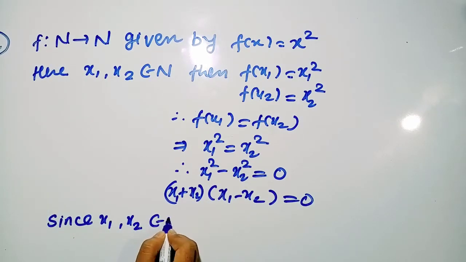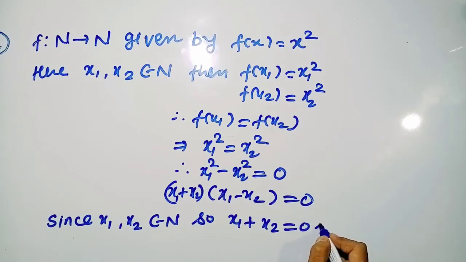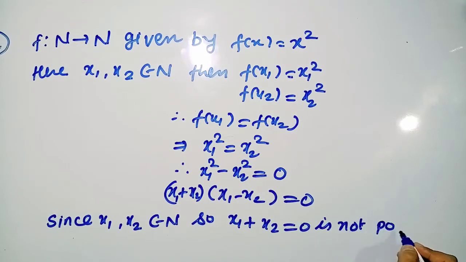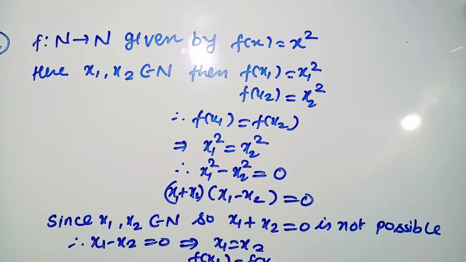So x1 plus x2 will never be 0. So we will write x1 minus x2 will be 0, because the sum of two positive integers will never be 0. So x1 is equal to x2. This is valid, so the given function is one-one, so we can say that f of x is equal to x square is a one-one function, right student?